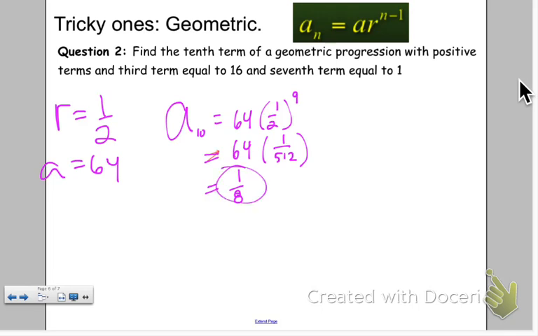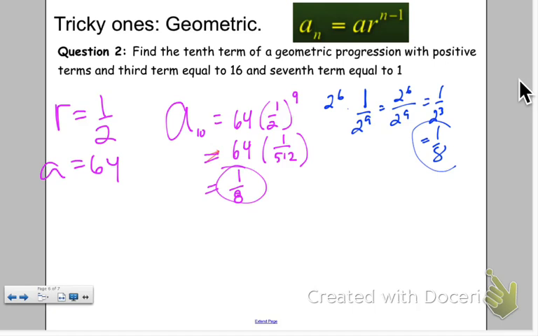Alright, if you were more clever, you wouldn't have had to pause the video and get your calculator like I did, because you could recognize that 64 is a power of 2. So we have 64 is really 2 to the 6th, and times 1 over 2 to the 9th gives you 2 to the 6th over 2 to the 9th, which simplifies to 1 over 2 to the 3rd, which equals 1/8. So it's just an alternative, cleverer way of solving that.